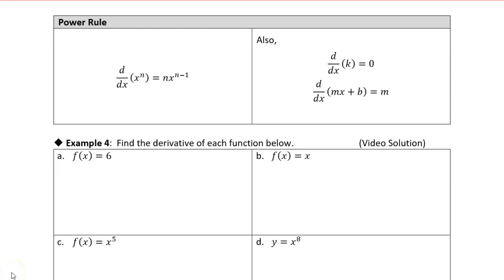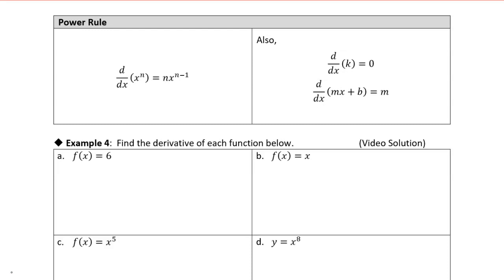All right, so now we're going to use these rules that we've learned. We now know the general rule for taking the derivative of a power function, and we also know how to take the derivative of a constant and a linear function. So that's what we're going to do in the next example: look at a variety of functions and apply these rules. All right, so first example, we have f of x equals 6.